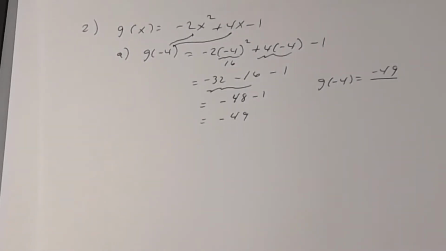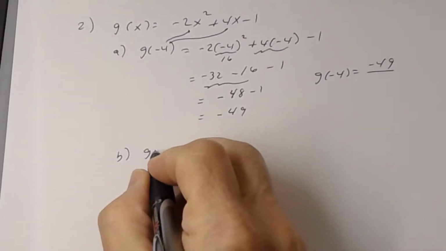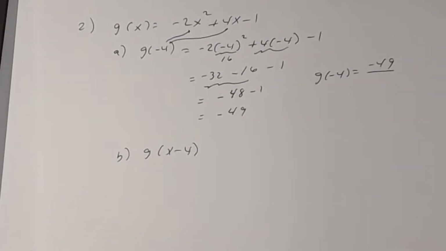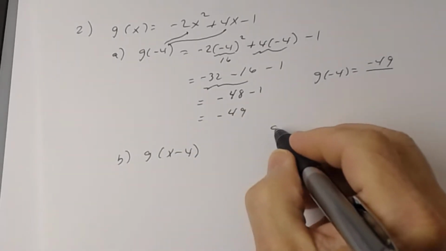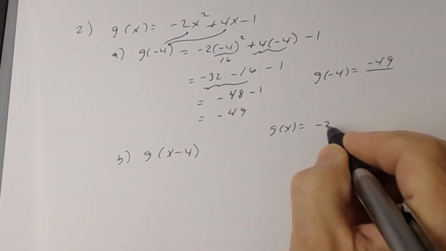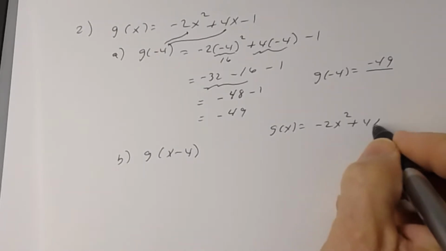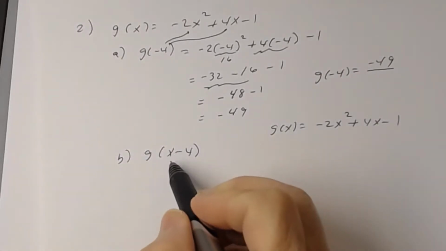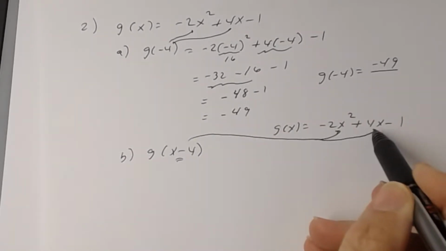All right, B part. In B, you want to find g of x minus 4. I'm going to go ahead and rewrite my function g again. g of x was negative 2x squared plus 4x minus 1. So wherever you see the variable x, what do you substitute this time? X minus 4.